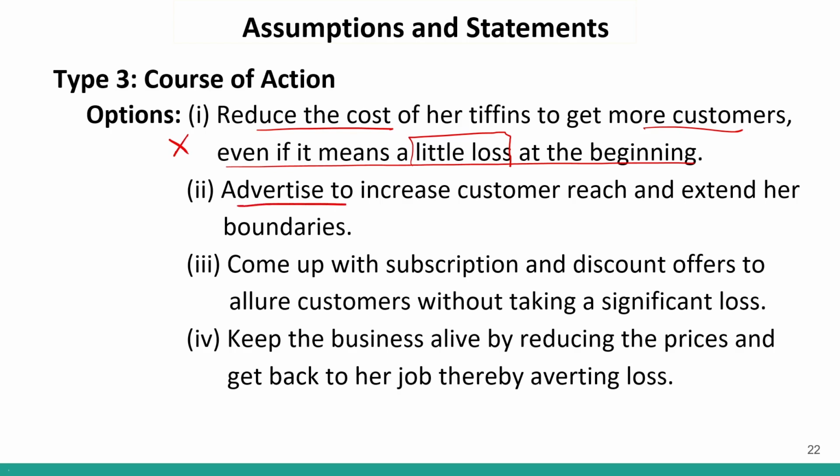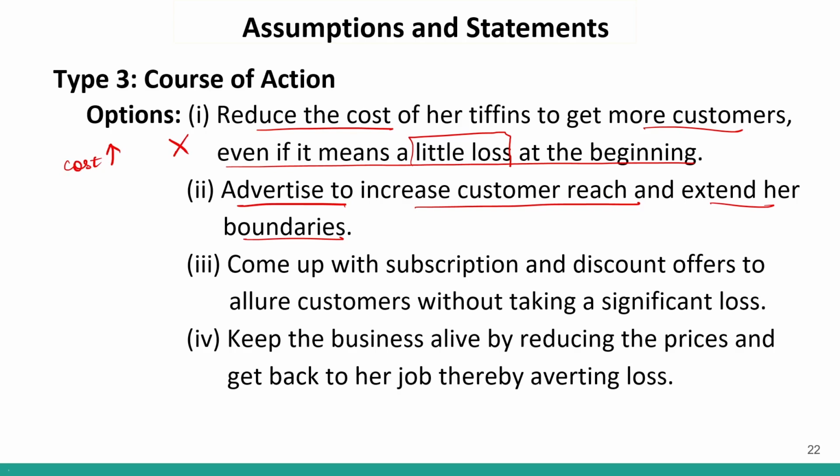The second one is advertise to increase customer reach and extend her boundaries. Now see, she already had customers. So the problem was not about increasing the reach of the customers. She already had existing customers, but they were not buying from her anymore because her cost was high.